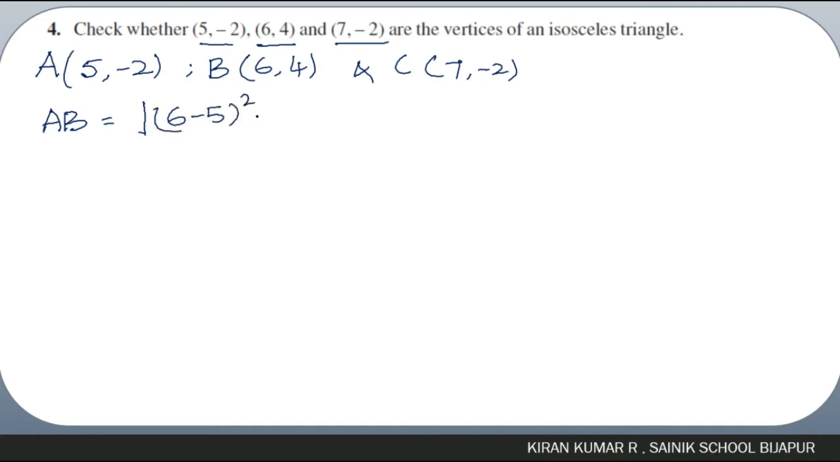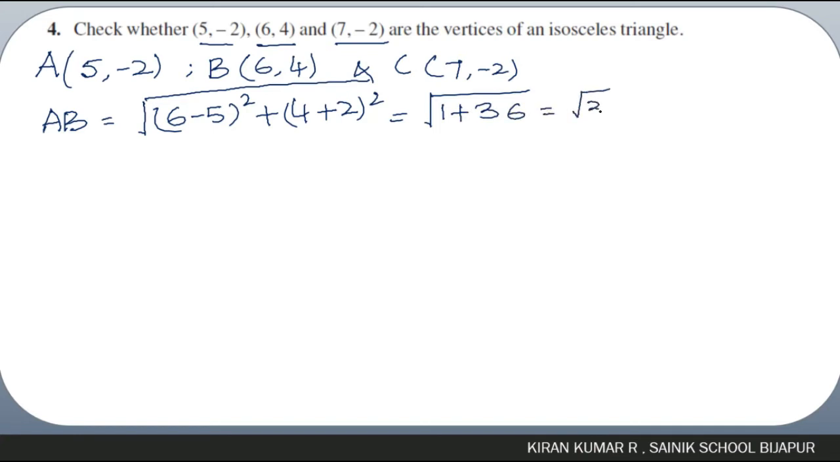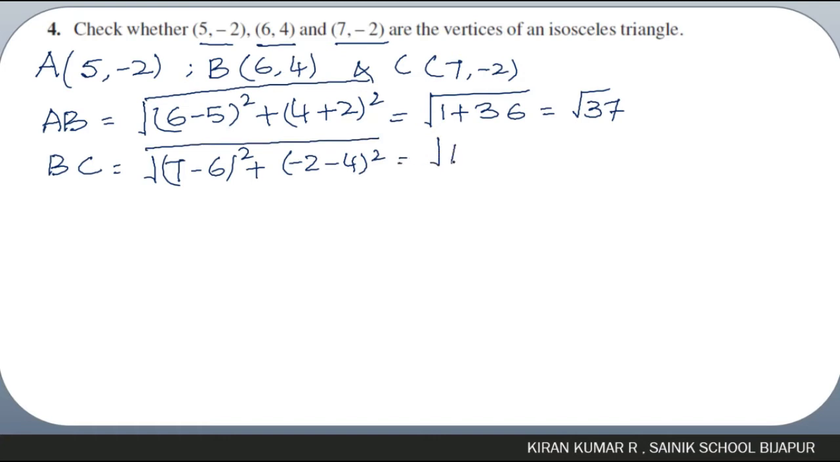With the distance formula, I will find the length of AB, which is (6 minus 5) whole square plus (4 minus of minus 2, becomes positive 2) whole square. We get it as a root of 1 plus 36, which is root 37. The length of BC is root of (7 minus 6) whole square plus (-2 minus 4) whole square. Again, we get 1 plus 36, which is root 37.